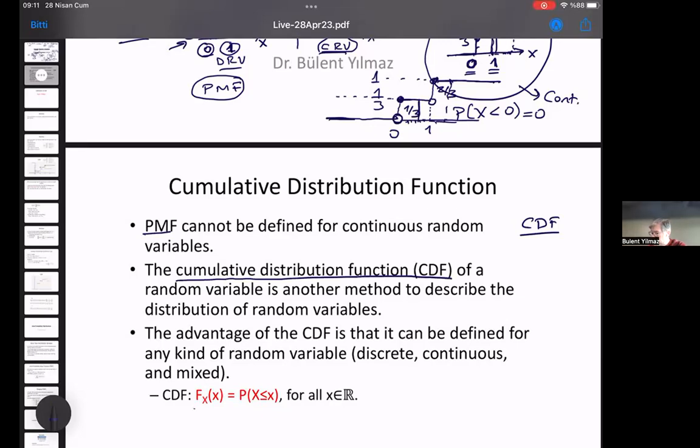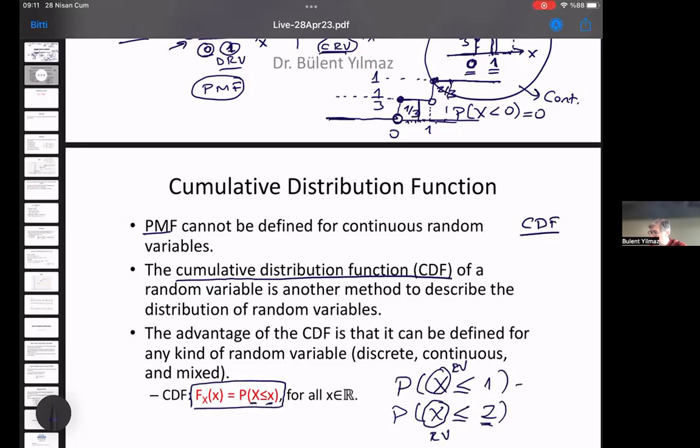This is actually the definition of CDF: the probability of my random variable being less than or equal to a number, okay? This is like the probability of x less than 1, for example, or the probability of x less than or equal to 2. This small x is a number. This is my random variable, and this is defined as CDF of 1, for example. You see, this 1 is here. This capital F is called CDF.